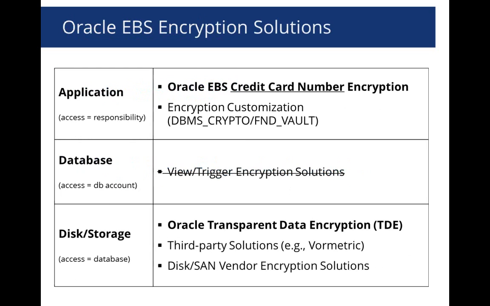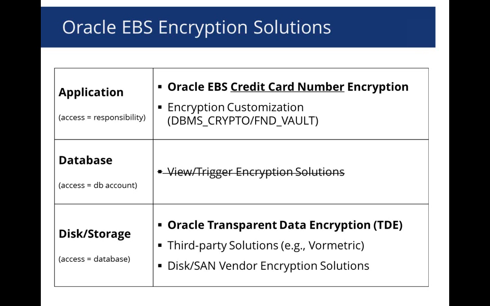So some of the encryption solutions are at different layers. When we talk about the different layers, it's really about who can access it and what level of access control it is. So when we talk about application level encryption, typically I'm setting my access layer at the responsibility. So I'm determining if someone has a certain responsibility, if they can see the data encrypted or unencrypted.